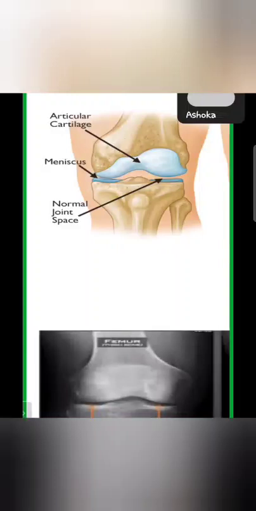You can see the meniscus. It's also part of the cartilage that acts as a shock absorber and improves joint stability. You can see the normal joint space. There is space in between there. And in between there, we normally have what we call the synovial fluid, which is always there.